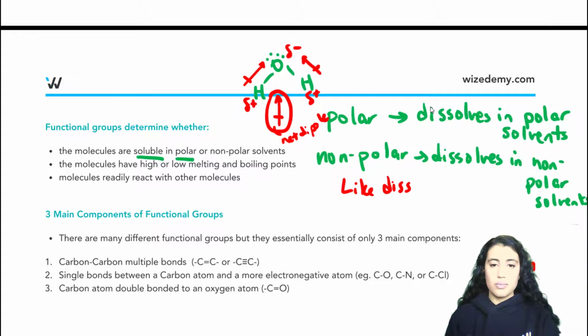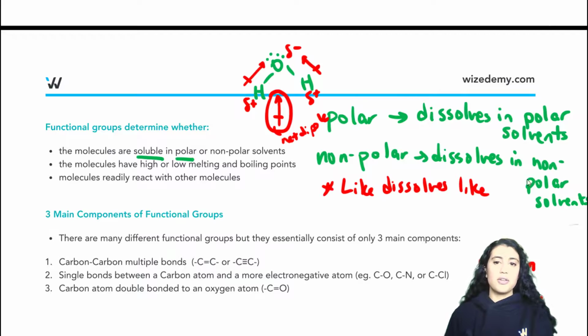And we'll review this again as we go through the different functional groups and talk about their polarity and what they like to dissolve in. So it'll get repeated, so it'll make more sense. But pretty much, like dissolves like is just something that helps us remember that polar substances like to dissolve with other polar substances, and like we said, non-polar substances dissolve in non-polar solvents.